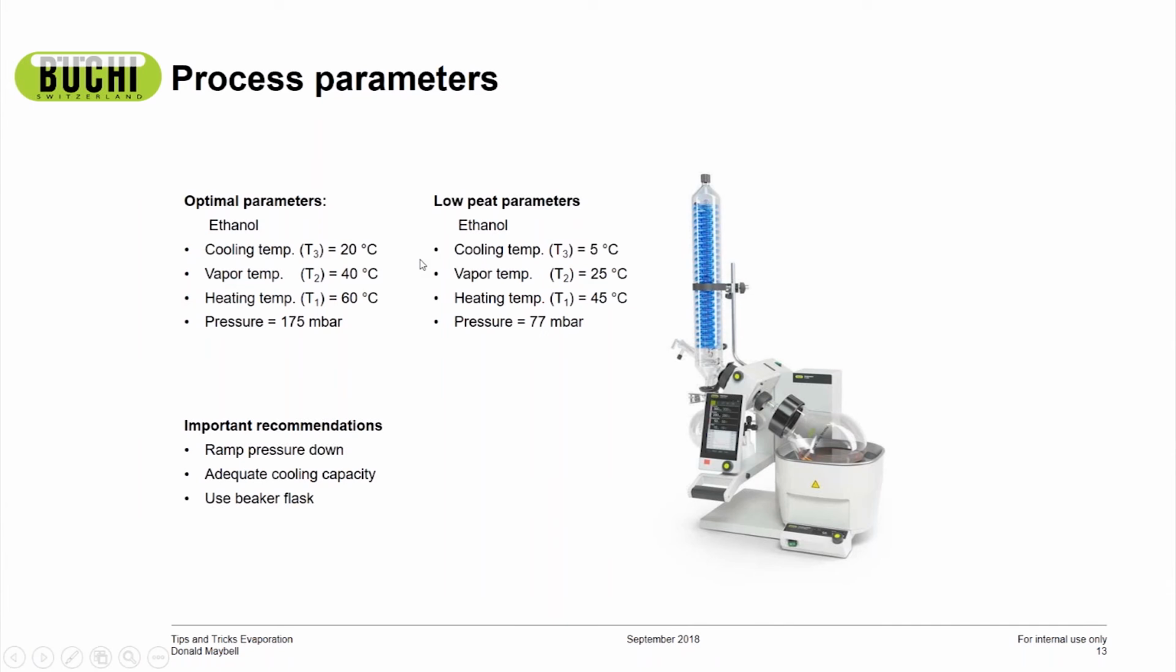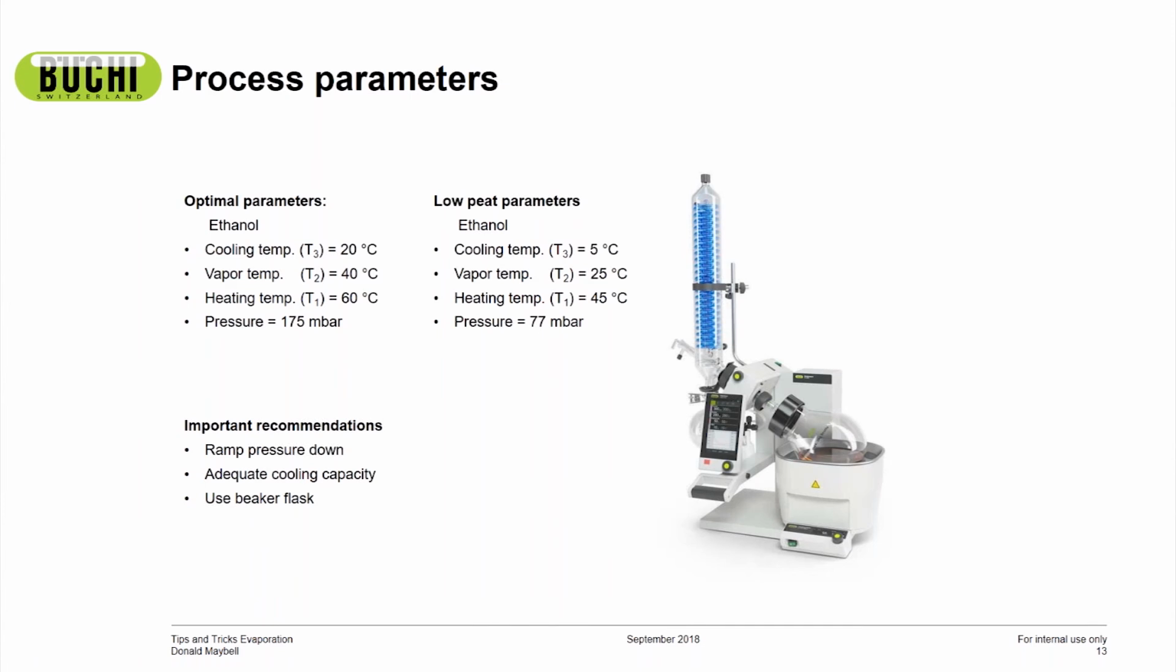Yeah, so make sure to ramp your pressure down as well. So one thing that can tend to happen, especially if you're working with a really sensitive product, is people will just shoot the temperature down, but slowly ramping your pressure down instead of just decreasing it all the way down to the set value will actually help prevent things like bumping, like I mentioned before, and it will help contain all your product in the evaporation flask instead of it ending up all over the condenser. And then, like I mentioned before, using an adequate cooling capacity, and something else that I'll touch on a little bit later, use a beaker flask.